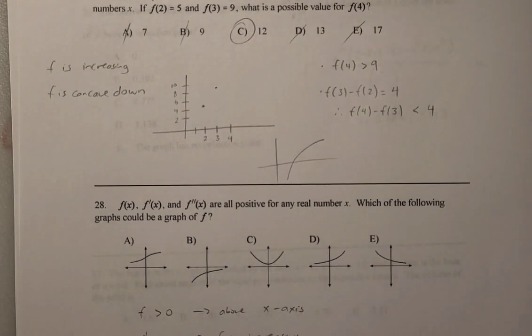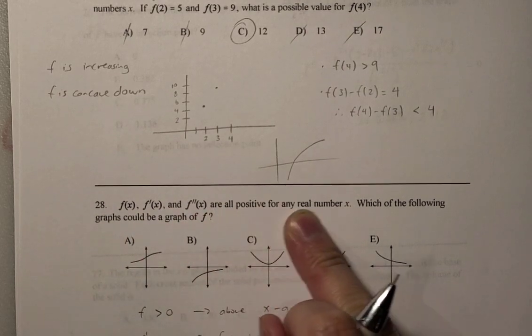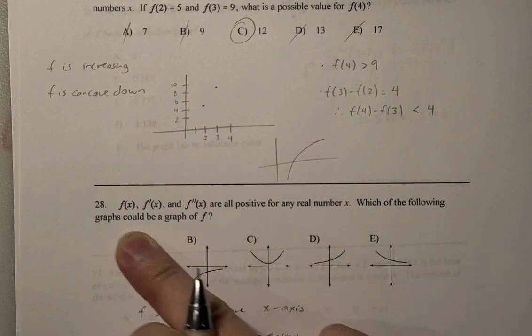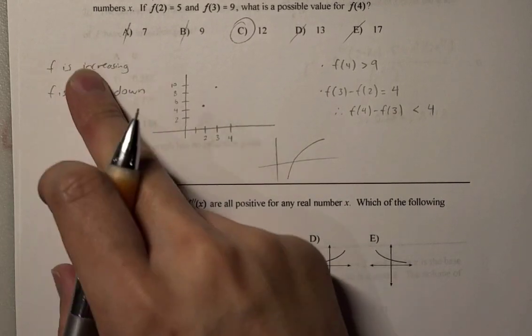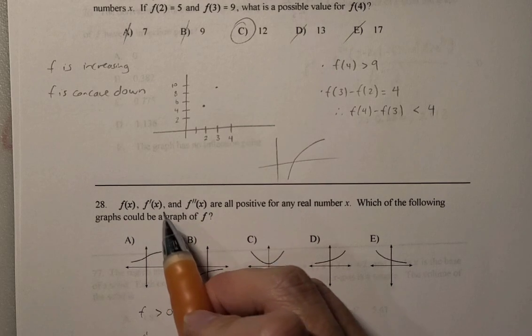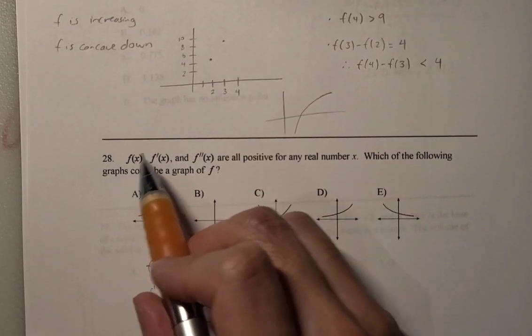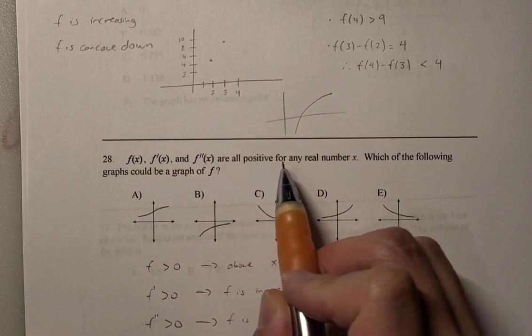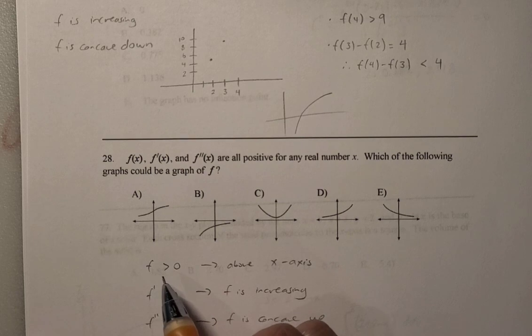Okay, and then last one. F prime and f double prime are all positive for any real number x. Which of the following graphs could be a graph of f? Okay, so it's very similar to here. We have to talk about increasing and decreasing and concave up, concave down. So first of all, f is always positive for any real x.